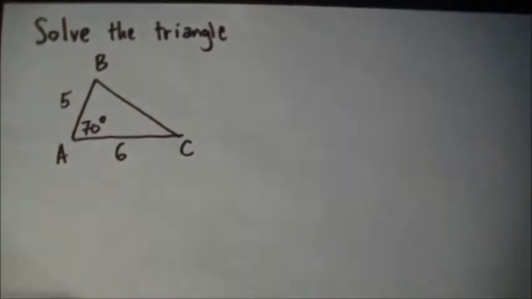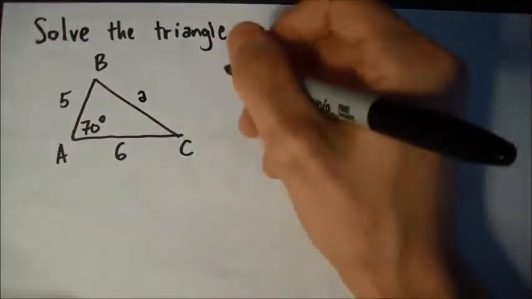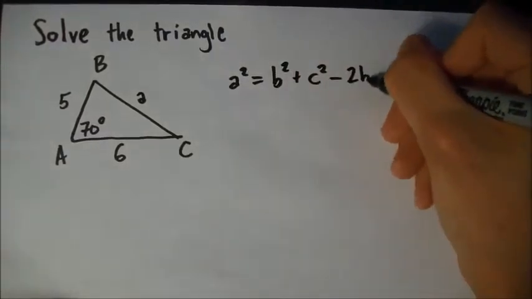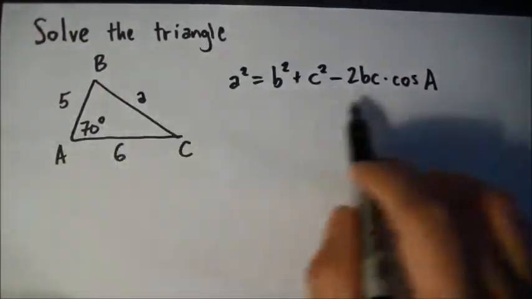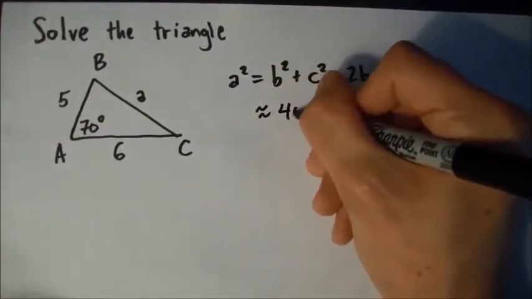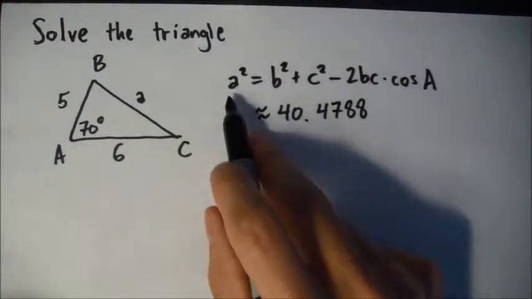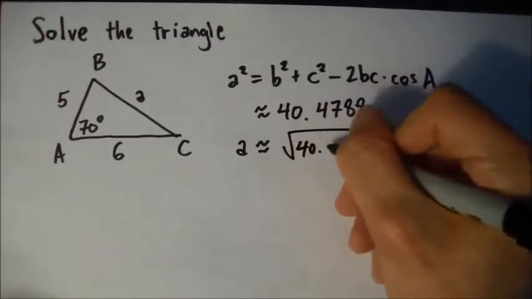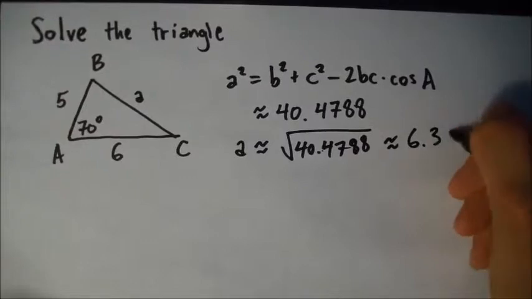And the law of cosines that we want to use here is the one that relates side a, which is our unknown side here, with the angle A. So that's going to be the form a squared equals b squared plus c squared minus 2bc times the cosine of A. And notice we know side b, we know side c, and we know A. So we can plug in, and when we evaluate all of this, we find that this is 40.4788 approximately. I kept some extra digits because I'm about to take the square root. So a is approximately the square root of 40.4788, and that comes out to be approximately 6.36.